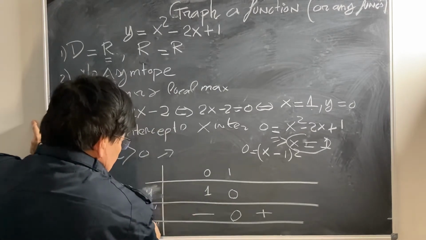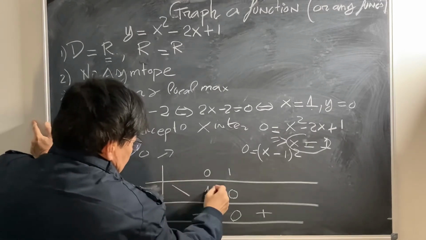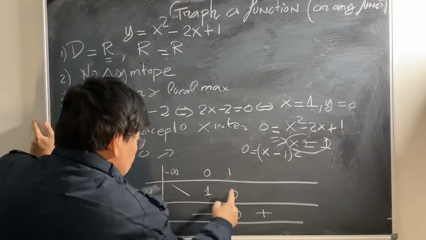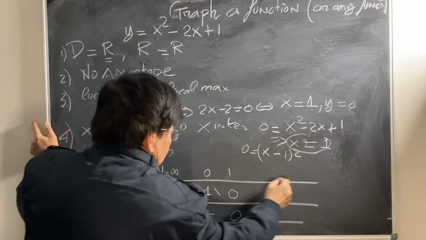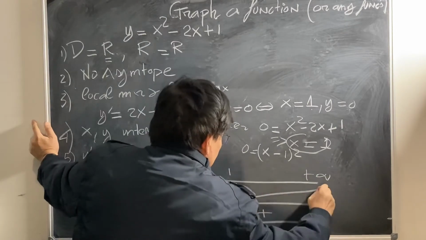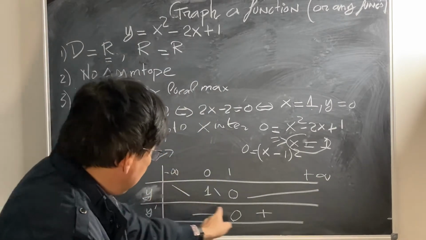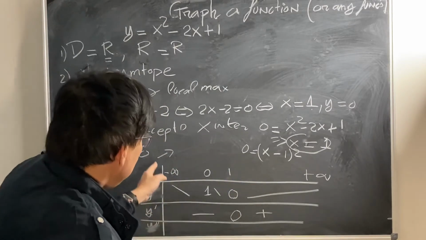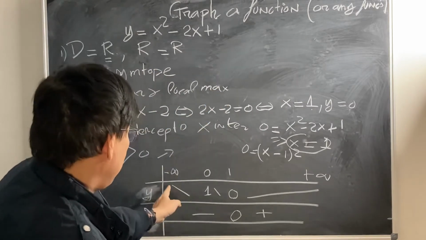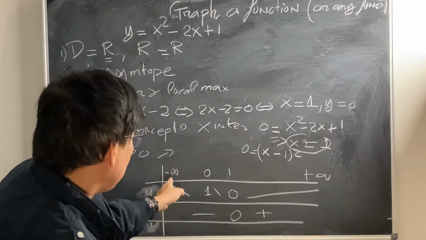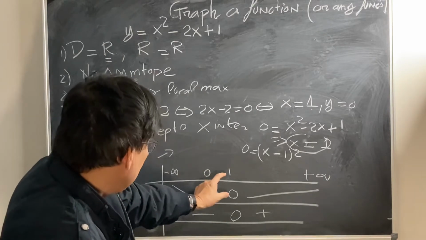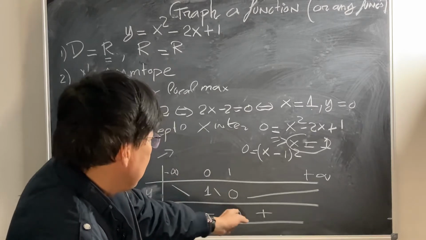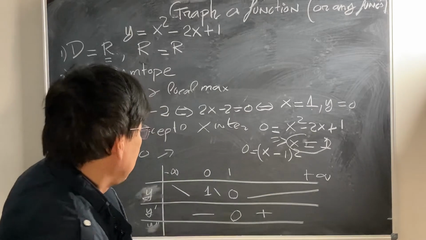Okay, so that means this function will go down from minus infinity to 1, and it goes up from 1 to plus infinity. So it goes like that. We know it has a local minimum: the point of local minimum is x equals 1, y equals 0, and then it goes up to plus infinity.